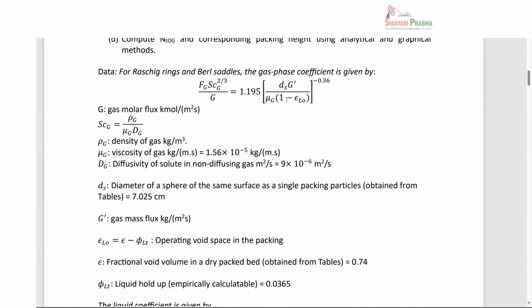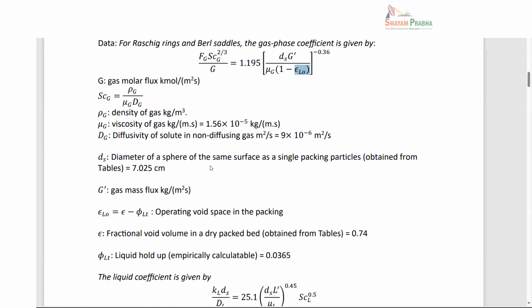This is the viscosity of the gas, mu G, and then you've got epsilon L naught. Epsilon L naught is defined as the operating void spacing in the packing. So you see this is a packed column, so the entire volume will be occupied by the voids as well as by the packing. Only those void spaces are available for the gas to flow. This epsilon here is the porosity of the bed under dry conditions, where there's no liquid flowing in.